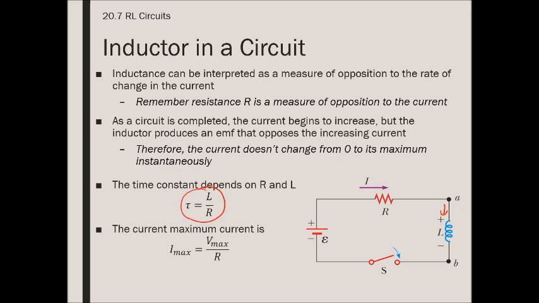I don't do that. So how fast this happens depends on, again, a time constant like we did for the capacitors, and this time it's L over R. Remember, the time constant for capacitors was RC. And the maximum current is again from Ohm's law. That's just Ohm's law based on the resistor.